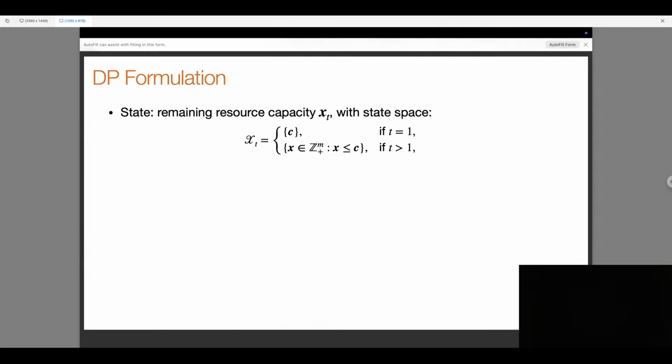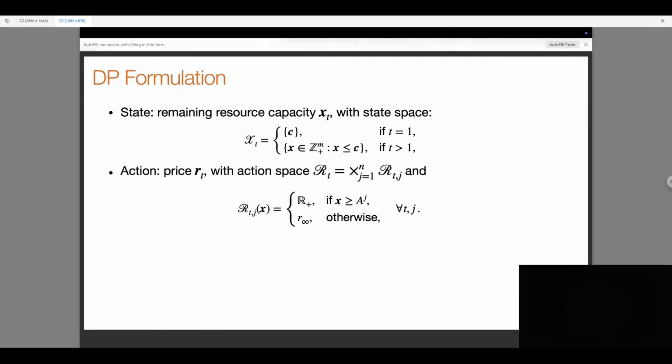only contains the initial capacity of the resource, C. If it is not the initial stage, the state can be any integer. The capacity of a resource can be any possible integer value which is less than or equal to C, as shown in this equation.